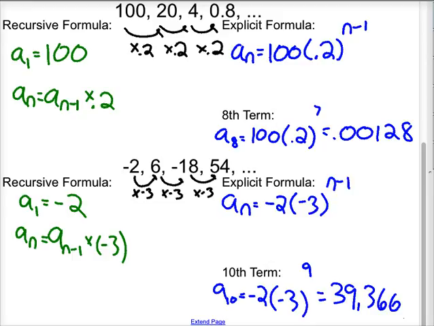So hopefully you notice the commonalities between what we did here and what we did with our arithmetic sequences. But do make sure you have all this written down. And if you still have any questions, please make sure you come and ask.